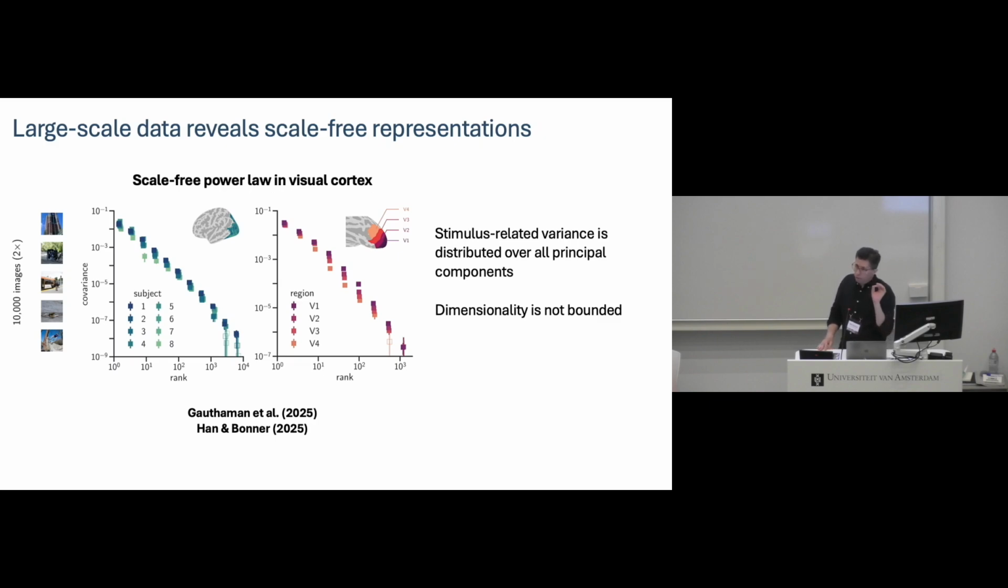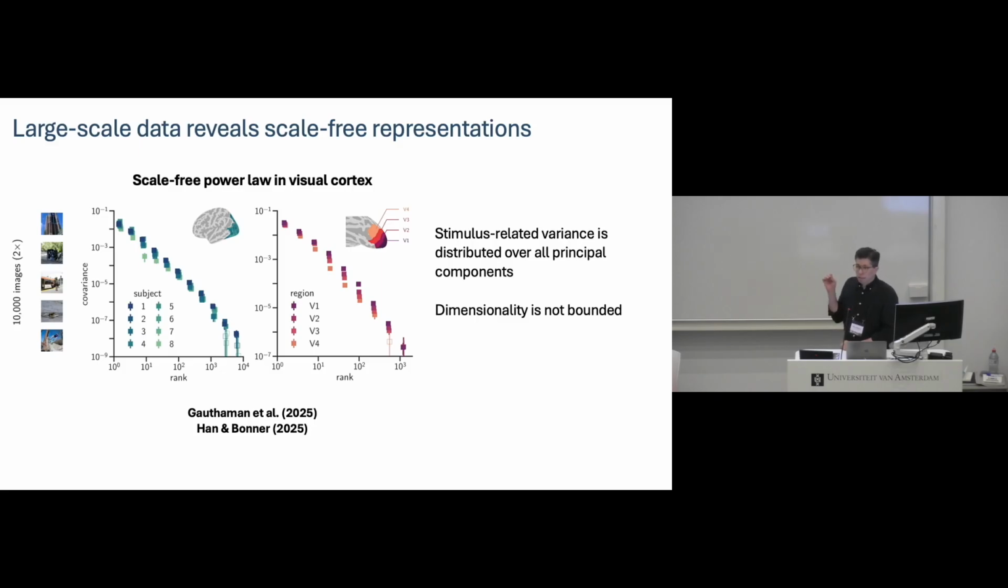Okay, there's another important aspect of this finding that I want to highlight today, though, that's relevant for the work that I'm going to present, which is that in addition to showing that the representations are distributed across many latent dimensions, these results also revealed something important about the statistical structure of the representations. And that is that the variance in cortical representations is distributed as a scale-free power law across principal component ranks. The variance decays as rank raised to an exponent.